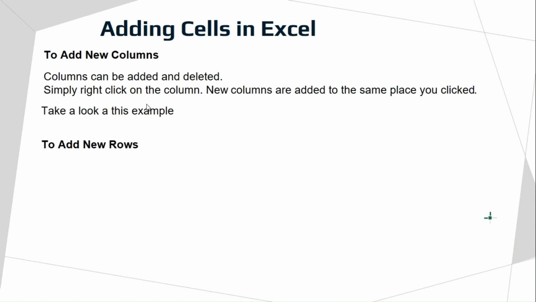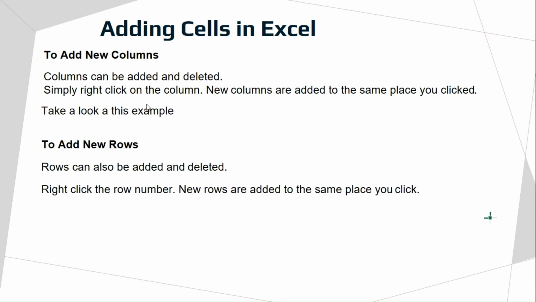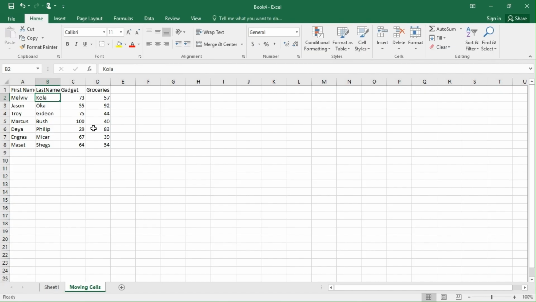Let's take a look at how you can add rows. Rows can be added and deleted, just like the same way columns can be added and deleted. To do that, right-click the row number. New rows are added in the same place you clicked, just like the same way we added columns. To add a row, say for example, here, before DR, you're supposed to add a row. Let's say you omitted a sales rep name, or you just want to add a title there.